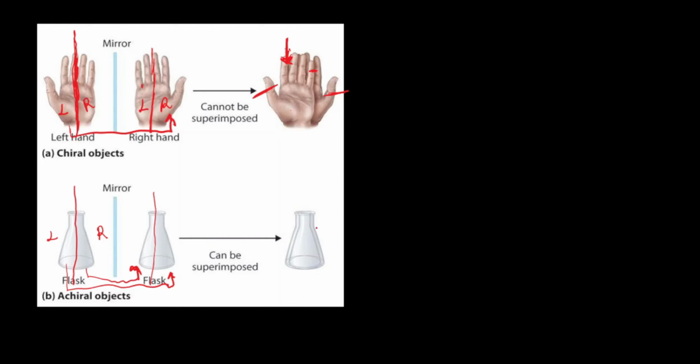And notice that they can be superimposed. The object flask can be superimposed over the image flask. Why? Because there is symmetry. So I hope we can see the direct relation between symmetry and chirality. Remember that a chiral object has a non-superimposable mirror image, and in order to have a non-superimposable mirror image, the object must be asymmetric. So this brings us to our next subtopic for the video.